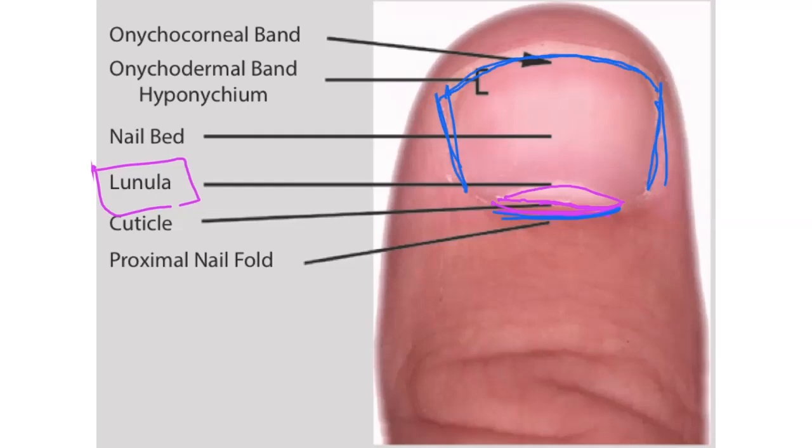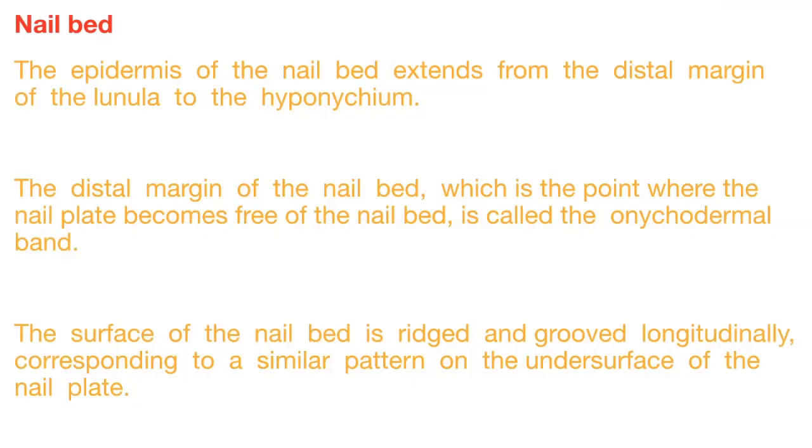The point where the nail plate frees itself from the bed. Okay, this is the onychodermal band. Right? This one is a nail apparatus. Coming to the bed, the epidermis of the nail bed extends from the distal margin of the lunula to the hyponychium. That means lunula to hyponychium means volar surface, right?